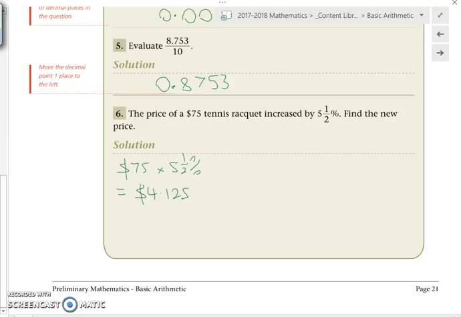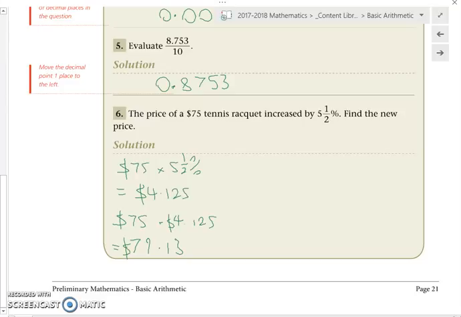And then you add that onto the 75. It would be 79.13. Cool. Everyone happy with that?